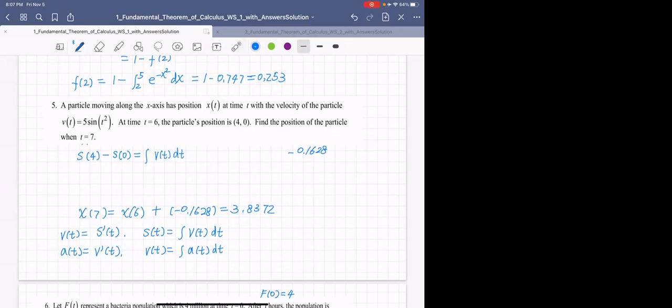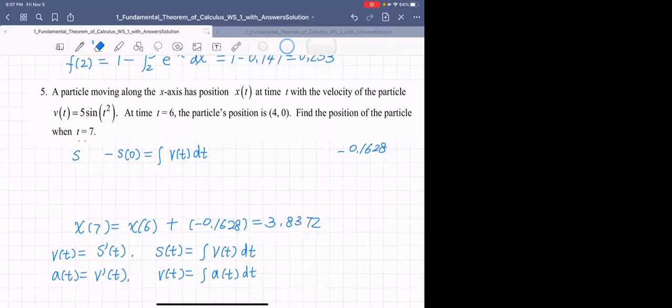do the definite integral from the time, hold on, from 6 to 7. So I should change the times from 6 to 7. Does this make sense? Yes. And then we do this from 6 to 7, and then we do sine t squared, and then dt.